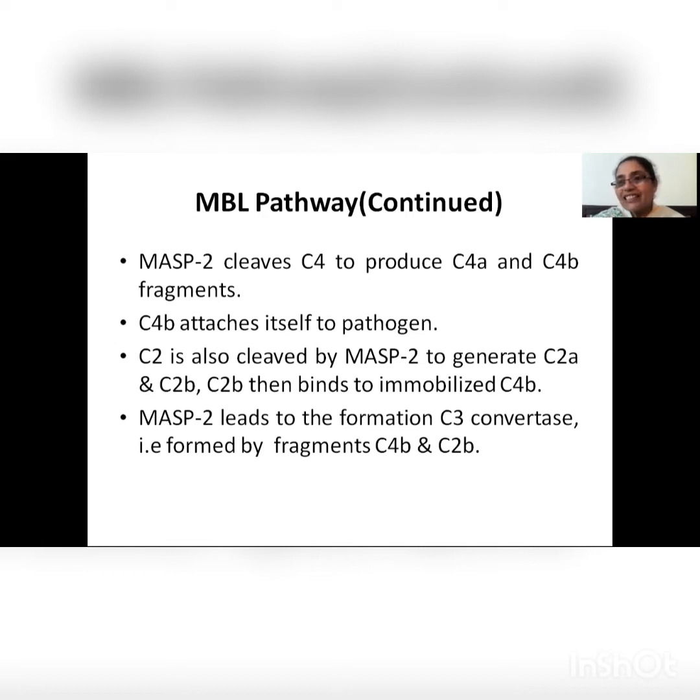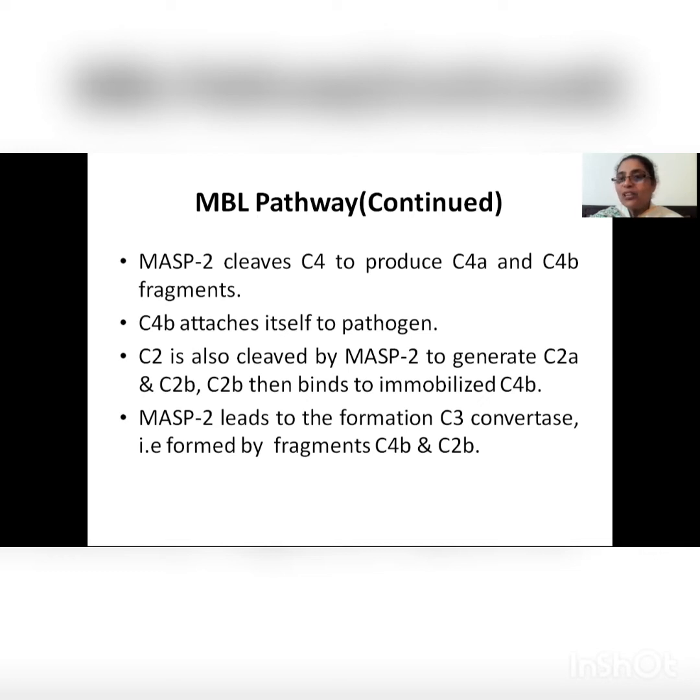C4b again goes and directly attaches to the pathogen. So what all is attached to the pathogen? First, it was the mannose binding lectin protein which was attached to the pathogen. Second, because they have the domain to know that this is the pathogen, they have the recognition factor, they directly recognize, associate, and bind. Once they bind, the MBL associated serine proteases get activated, and that cleaves complement C4 into C4a and C4b, while C4b directly goes and attaches to the pathogen itself.